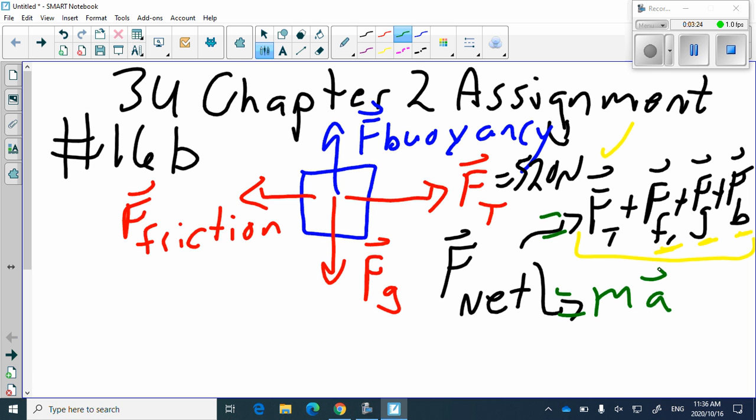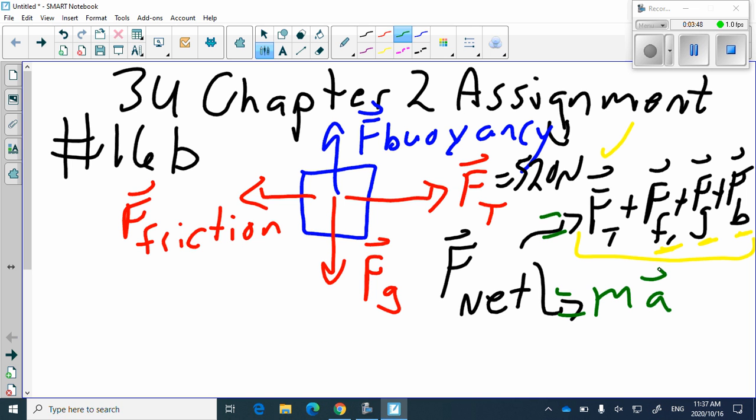Do we know the mass of the water skier? Do they tell us? No. Oh my goodness. Do we know the acceleration? How much is the acceleration? Zero. How do we know acceleration is zero? What told you acceleration was zero? Go ahead. Constant speed and velocity, right?